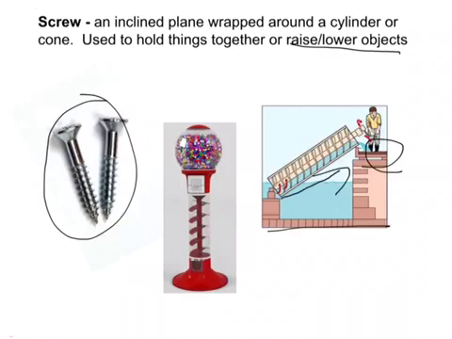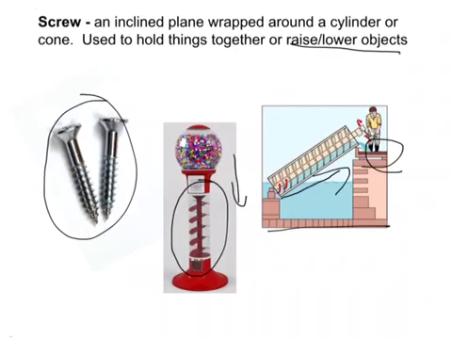Another example of a screw is the little corkscrew spin that a gumball machine sometimes has. When the gumball drops and spins around, this is an example of a screw because it's lowering the object down.